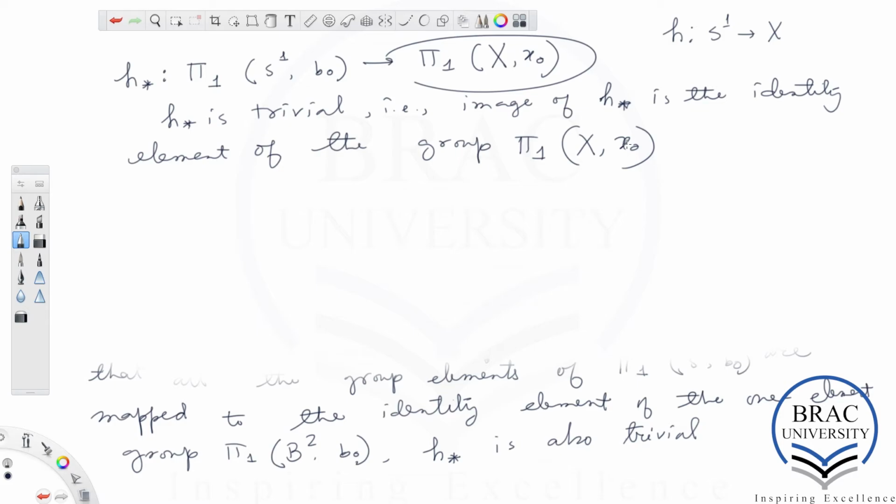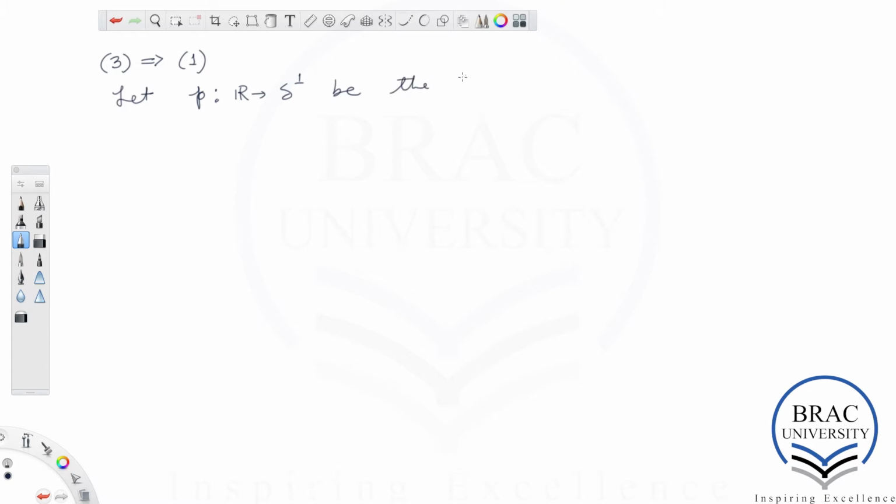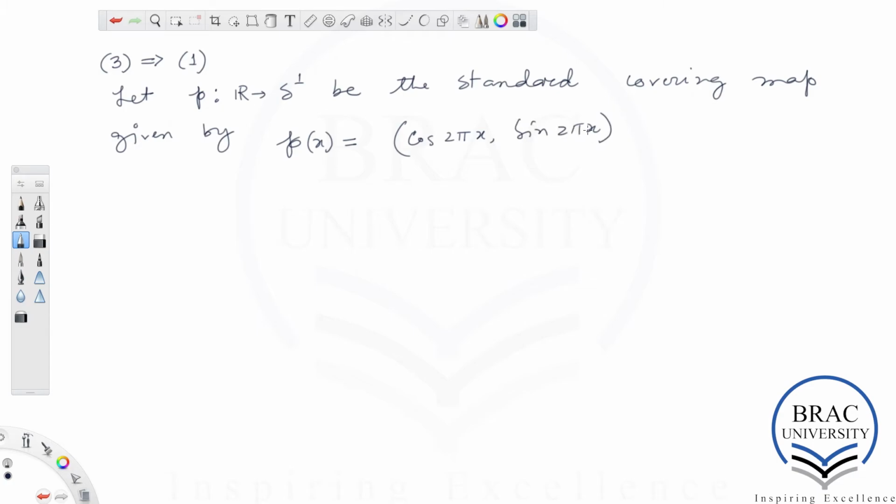Now we have to show that 3 implies 1. Let's do it. We need to prove that 3 implies 1. So at this stage we will assume that H star is trivial, and then we have to show that H is null homotopic. Let P from R to S1 be the standard covering map of the circle, given by P of x is equal to cosine 2 pi x, sine 2 pi x.